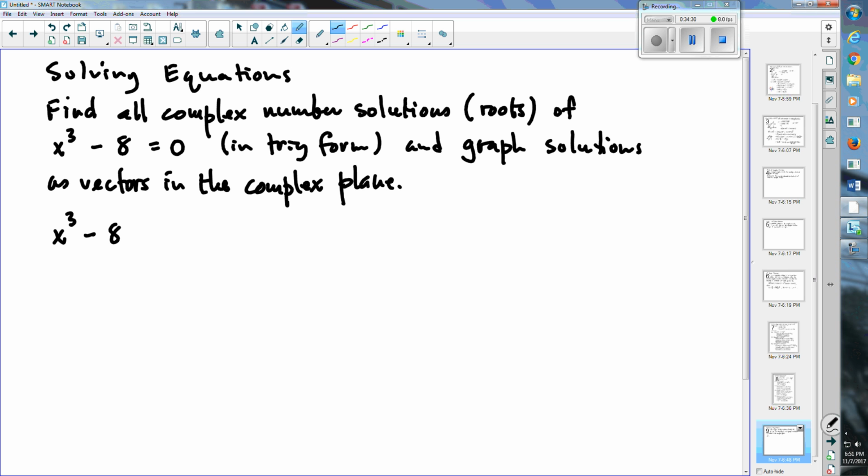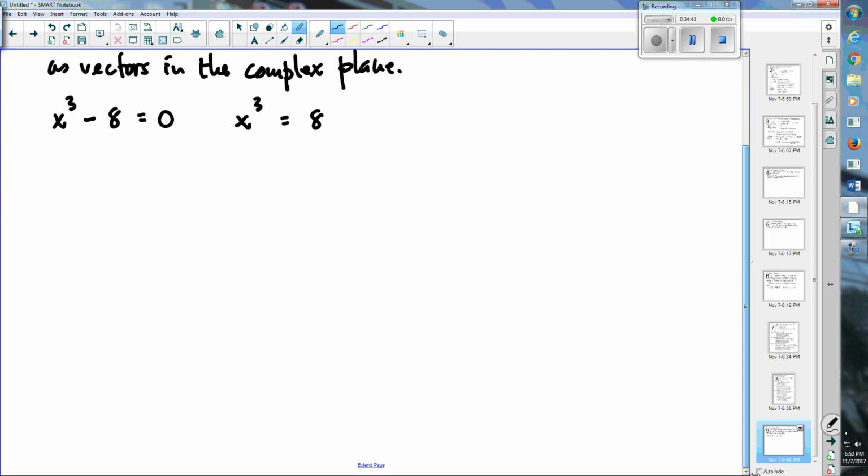I'm going to start with x cubed minus 8 equals 0. That's given to us. And I'm going to start by putting the 8 on the other side. So we have x cubed equals 8. So x cubed is equal to 8.